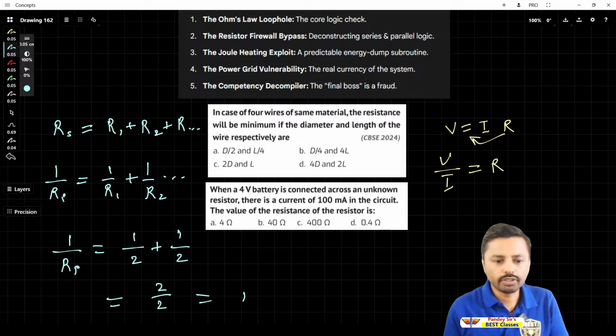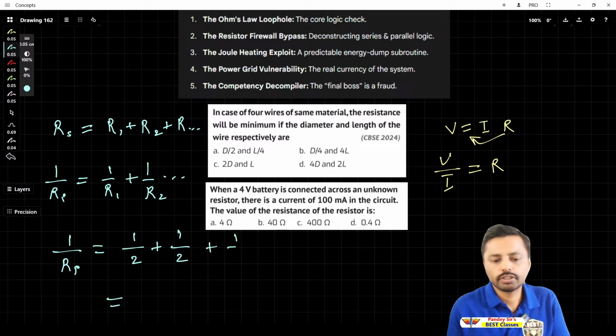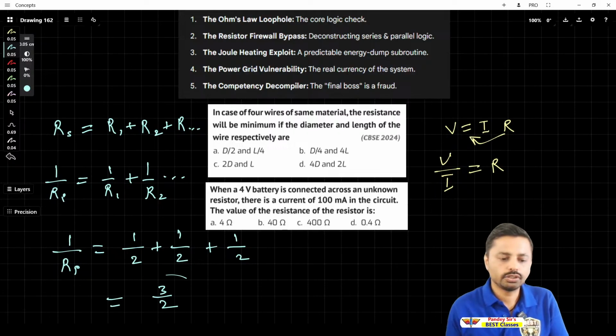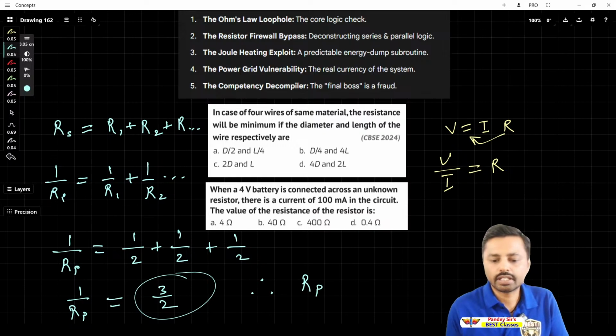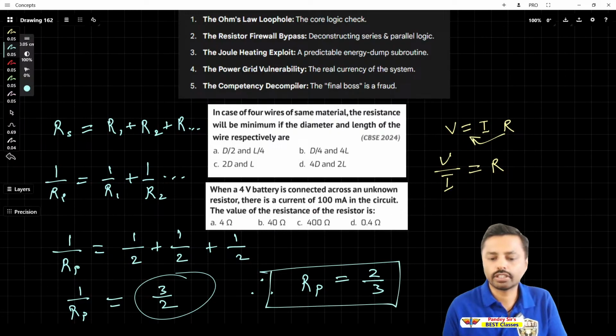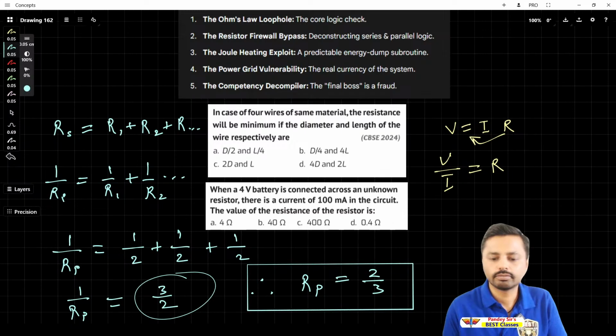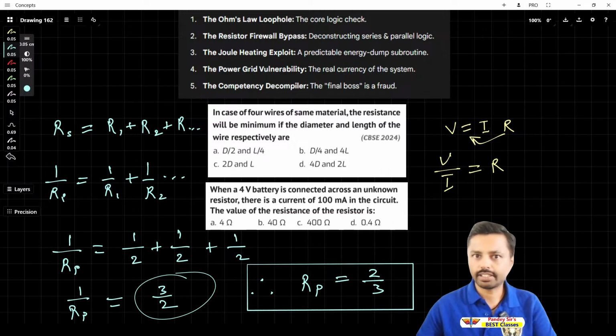Okay, here it will work. But what if there was one more value, 1 by 2? Now what will you find? You will find plus 1 by 2, and here you will get 3 by 2, and that's your resistance, isn't it? Wrong. Since it was in parallel, that is 1 by Rp, you have to take the reciprocal. Therefore, the resistance in parallel will not be 3 by 2 but 2 by 3. This is very important. This is where the students make mistakes. Okay, so keep that in mind.